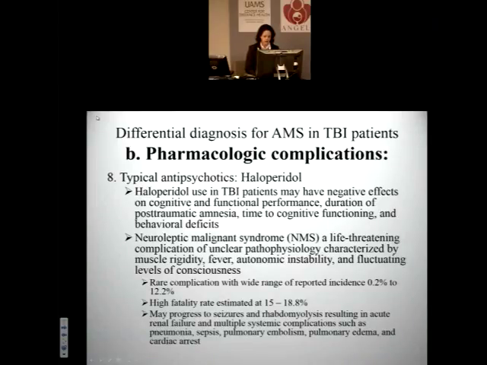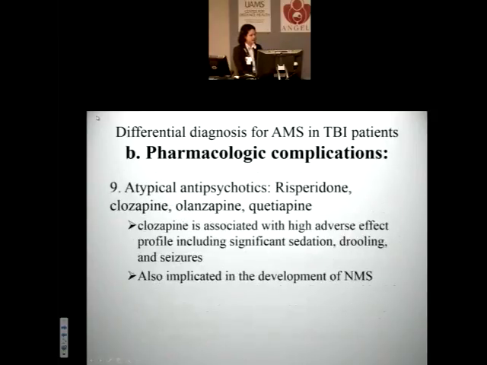It has a very wide range of reported incidence, from a very low 0.2% to 12.2%. The fatality rate is estimated between 15 and 18%. That's pretty high. Many progress to seizures and rhabdo, resulting in multi-system organ failure, and so on. The atypical antipsychotics are slightly more used now than the typical antipsychotics, partially because of that risk of developing neuroleptic malignant syndrome. But although the incidence of it happening with this one is a little less, it is a risk. And clozapine in specific is associated with high adverse effects with CNS depression.